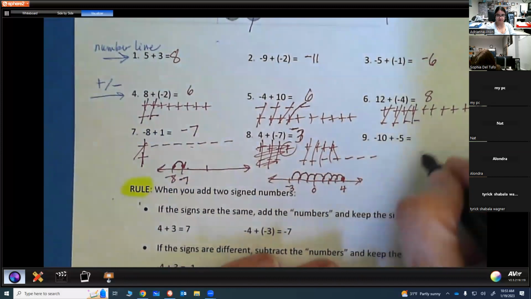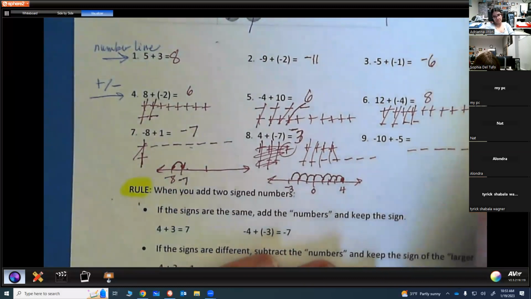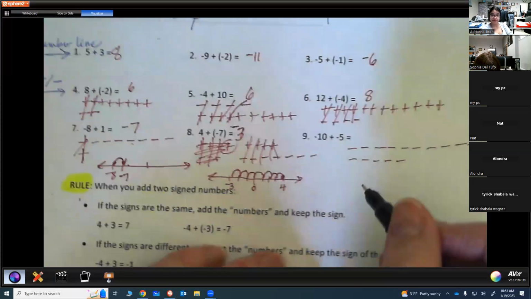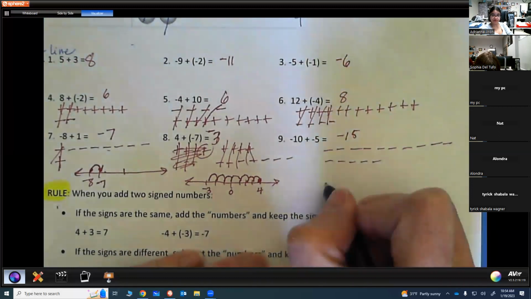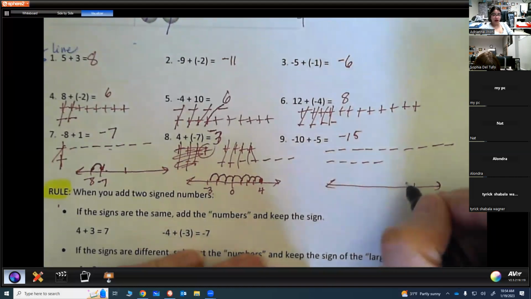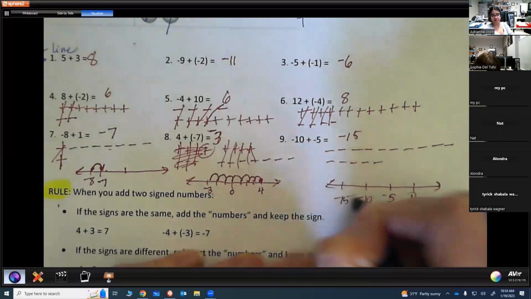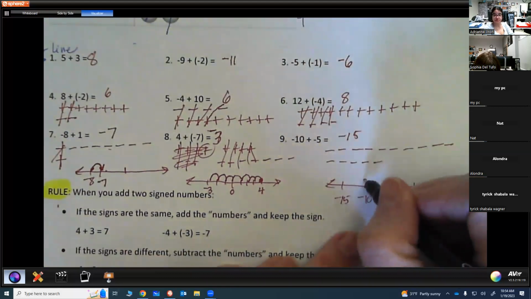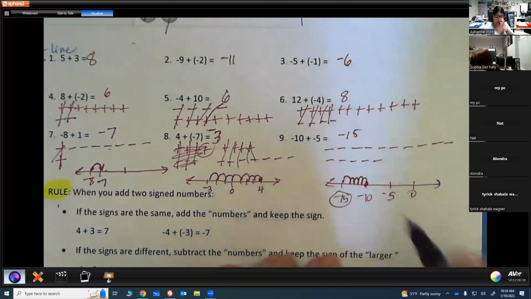Number 9, you have 10 negatives. And 5 more negatives. And so there's nothing to cancel out. You just have a whole lot of negatives. In fact, you have 15 of them. And on a number line, I would start at -10 and I'd move 5 places to the left. And I would end up at -15.